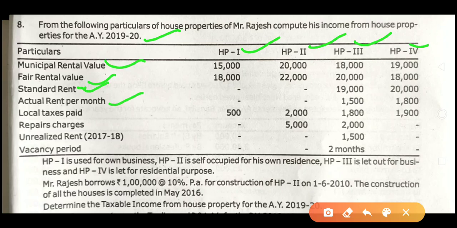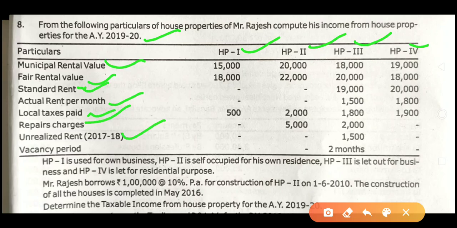And then local tax paid is given. Local tax is nothing but municipal tax. But here it is not clear who paid that local tax. So if it is not mentioned whether the local tax is paid by the owner or tenant, you should consider that local tax or municipal tax is paid by the owner. Repair charges should be ignored. Unrealized rent should be deducted from actual rent.